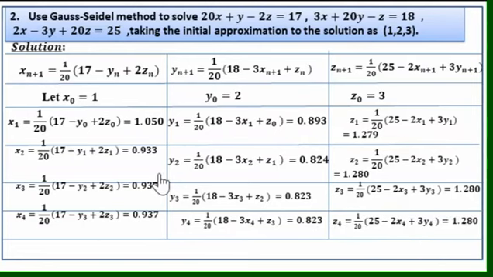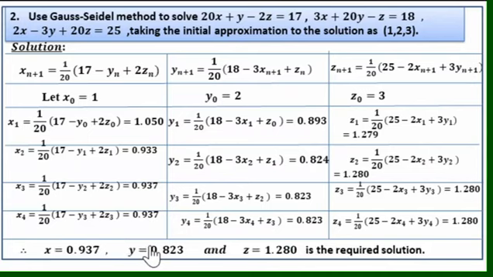Now, if you look at the table, the values x3 and x4 are same, y3, y4 are same, and z3, z4 are same. So z3, z4 are same and equal to 1.280. Similarly, y3, y4 are same and equal to 0.823. x3, x4 are same and the value is 0.937. So we can stop the process, and the required solution is given by x equal to 0.937, y equal to 0.823 and z equal to 1.280.